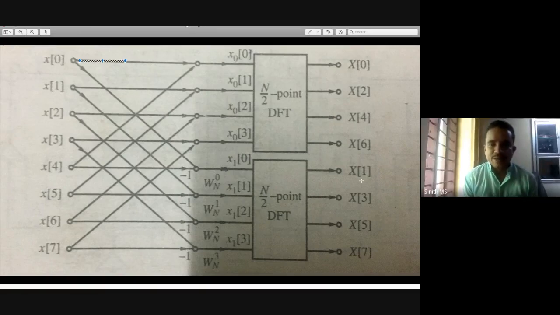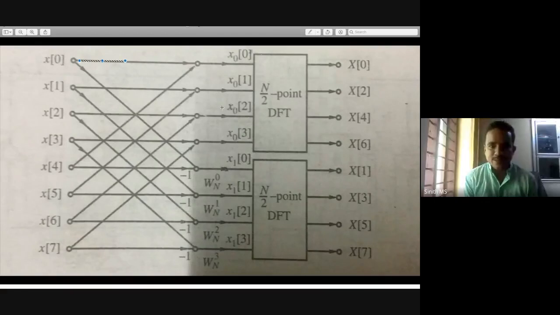But when you have k as odd values like x1, x3, x5, x7, etc., what happens is that x4 comes here, and it's multiplied with minus 1. Here capital X0 is x0 plus x4, while x0 minus x4 gives x10, and x11 like that. So its Fourier transform will be x1, x3, x5, and x7.